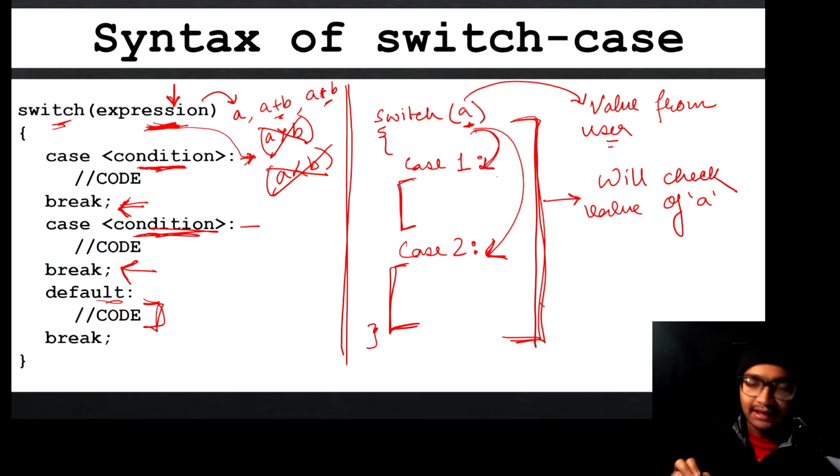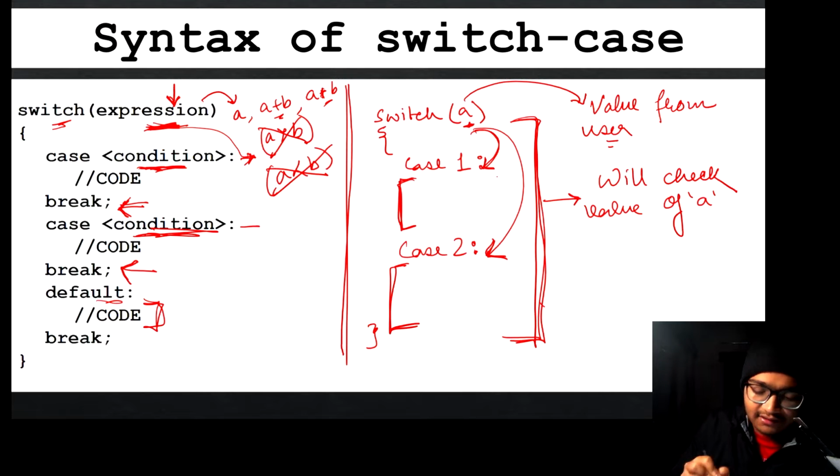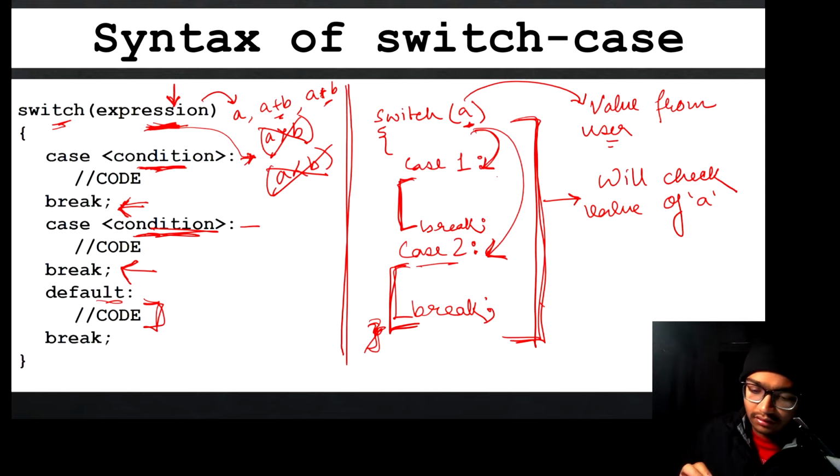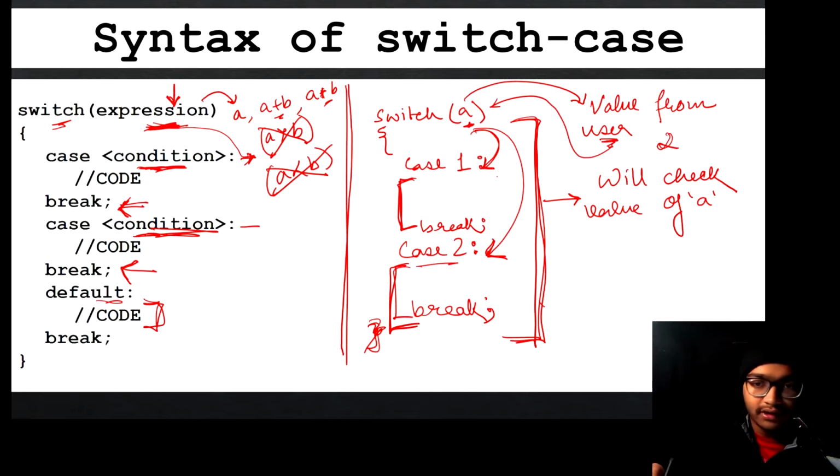So break actually helps us to separate the cases from one another. If this case is finished, then we write break to terminate the operation of this respective case. If case 2 is finished, then also we write break to terminate the operation of this case. Okay, so if the value of A from the user is given as 2, right?